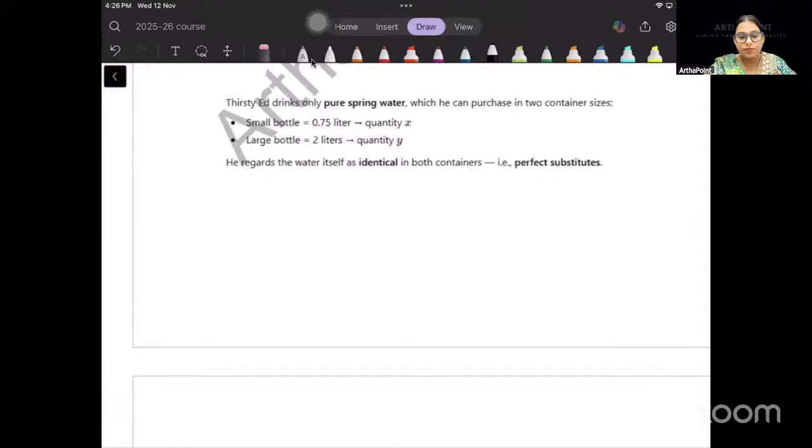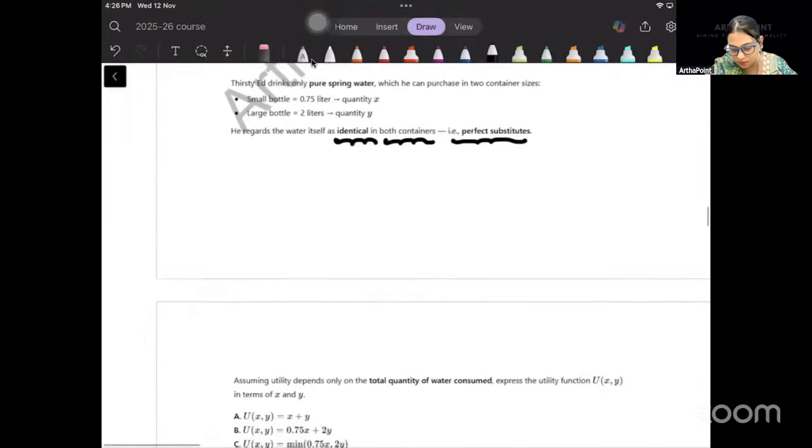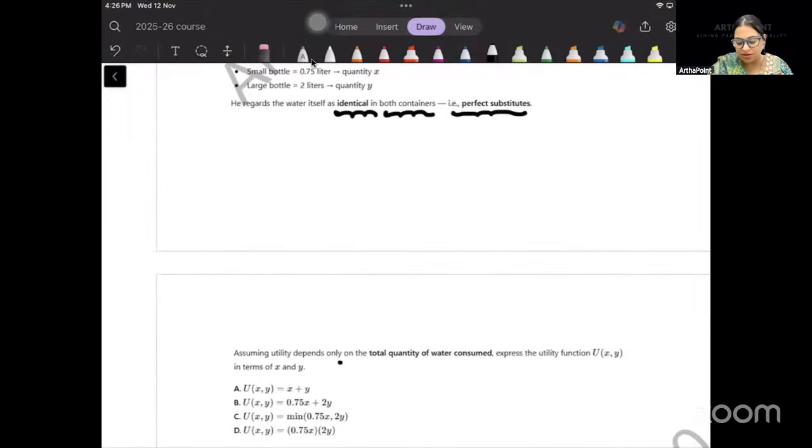Do this first question. Thirsty Ed drinks only pure spring water, which he can purchase in two container sizes, large bottle and small bottle. Okay. He regards water itself as identical in both containers. That means perfect substitute. Assuming utility depends on total quantity of water consumed, express the utility function in terms of X and Y. Give it a try. Okay.